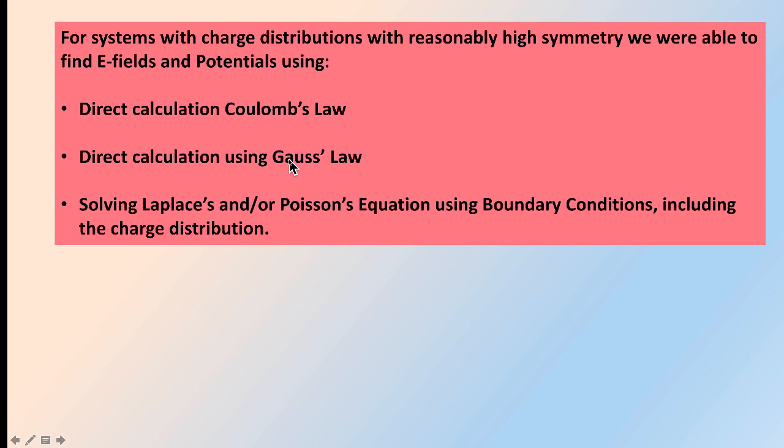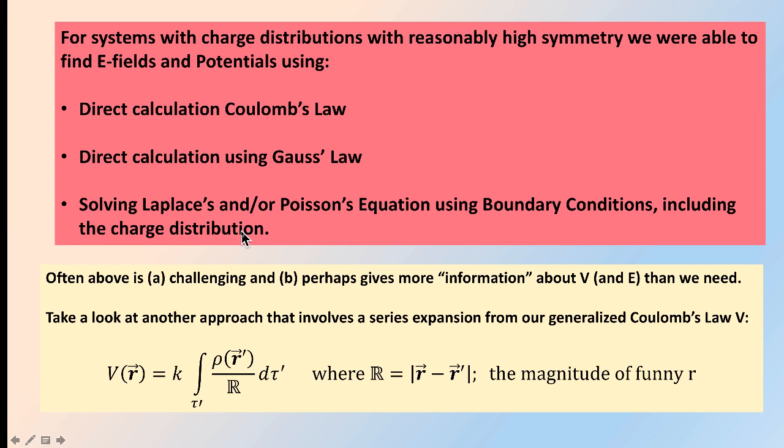Here we took Gauss's law and determined the E field, from which we could get the potential by integrating from some reference point. We could also solve Laplace's equation or Poisson's equation, or the two together, using boundary conditions. And these boundary conditions can include the charge distribution itself. While these are challenging, and sometimes they give us more information about V and E than we really need, we're going to look at another approach that uses a series expansion from our generalized Coulomb's law.